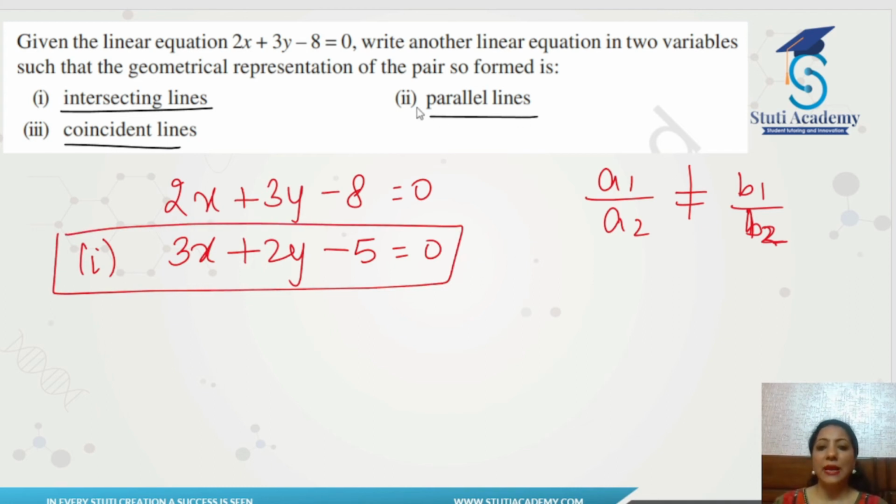Now in case of parallel lines, it means no point in common. No point in common, that's the case of no solution. Algebraically, this is a1 upon a2 equal to b1 upon b2, not equal to c1 upon c2.